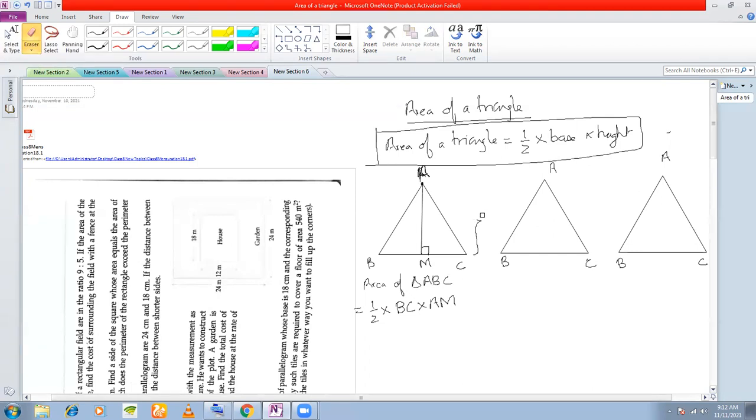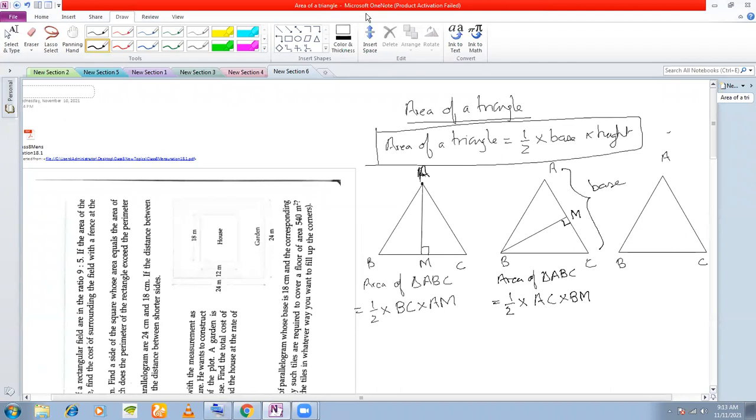Consider the next figure. If I'm drawing a perpendicular from the vertex B to the opposite side AC, this is also a height, right? In this case, BM is the height. That means now AC will be my base. Okay, so area of the triangle will be half into base into height.